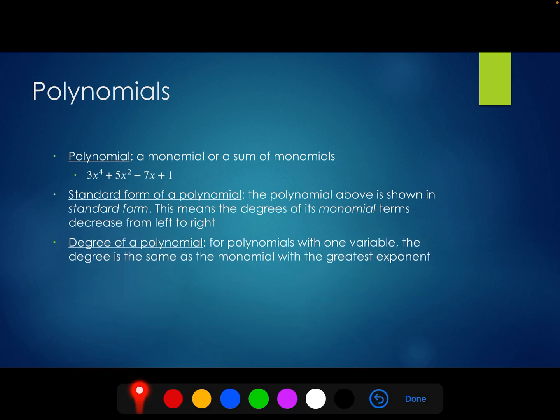So now let's talk about how you find the degree of a polynomial. Right? So for polynomials with only one variable, the degree is the same thing as the monomial with the greatest exponent. So if we take a look at the polynomial we had at the beginning, 3x to the fourth plus 5x squared minus 7x plus 1, to find the degree of it, we look at the monomial with the greatest exponent, and that's that 3x to the fourth. And that greatest exponent is 4, so we say that this polynomial has a degree of 4.